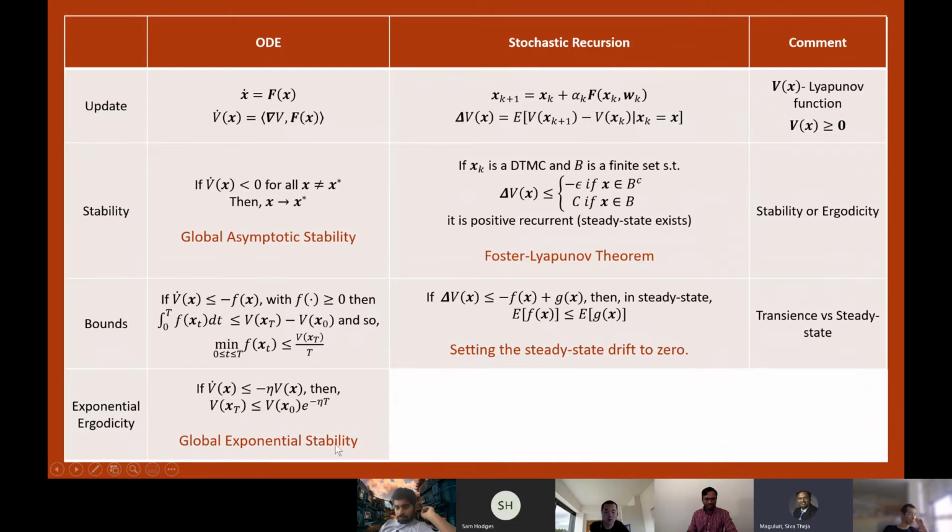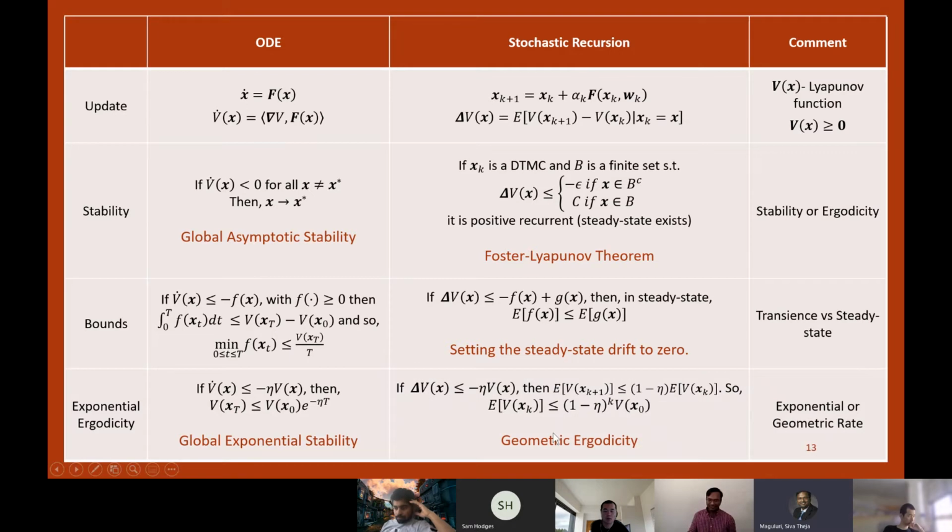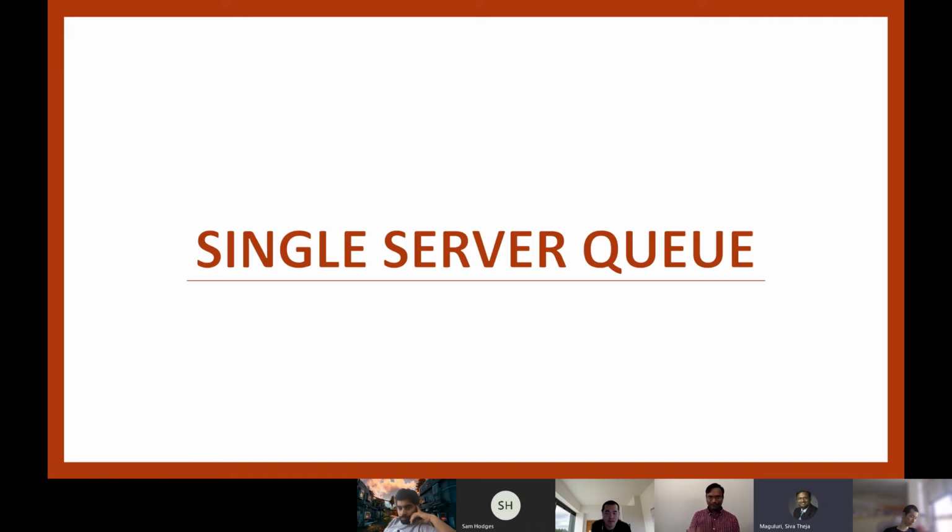And this is called global exponential stability, because this is basically saying that you converge to the fixed point exponentially fast. And the stochastic variant of it is essentially the same. My drift is bounded by minus eta V. Then I can take the definition of the drift, take expectation on both sides, and then I essentially get expectation of V(x_{k+1}) is (1 minus eta) times expectation of V(x_k). And if I solve this recursion, I get geometric convergence. This is geometric ergodicity. We'll use all three, but when we use the third one, we'll use a variant of it. Instead of geometric rate, we'll have a slightly different rate.